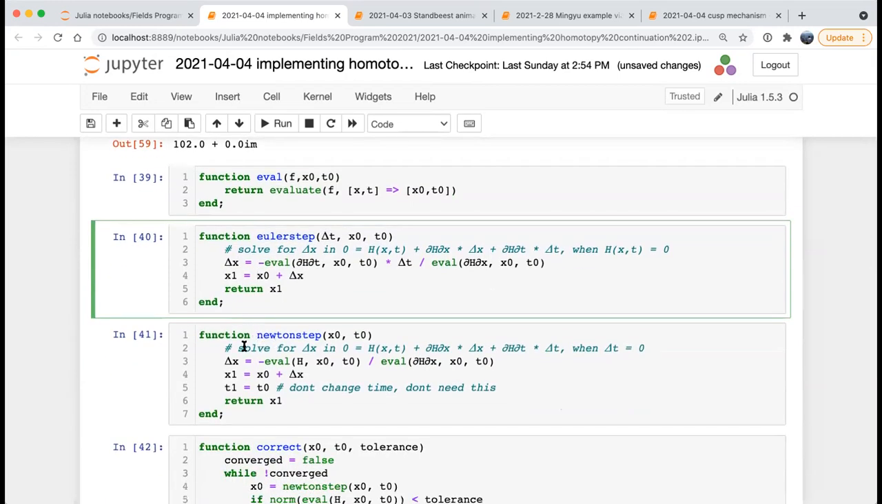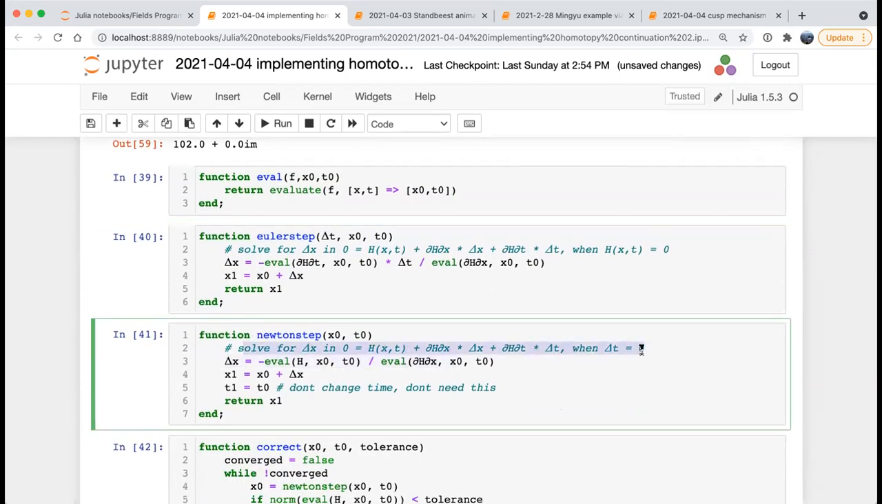Similarly, our Newton step will just solve for delta x in the same equation, but with slightly different conditions. Here we're setting delta t equal to zero, so this term vanishes. And we solve for delta x in this equation, because we want h of x plus delta x, t plus delta t to be zero, so we put zero there. Same thing, we just solve a linear system.